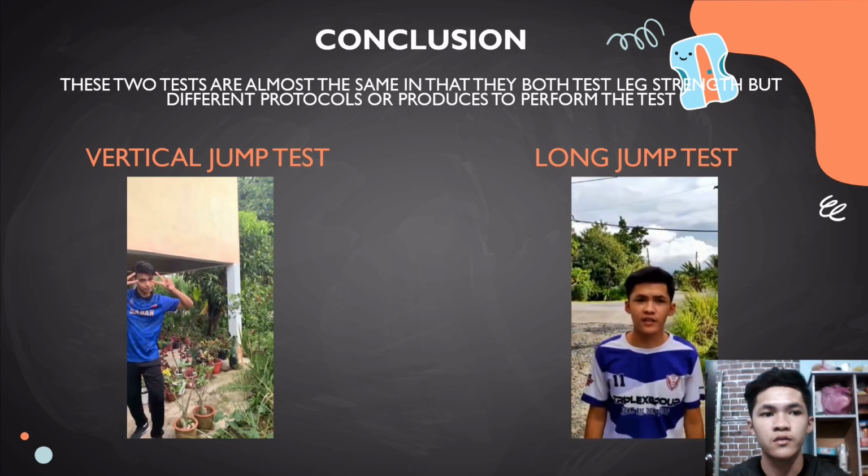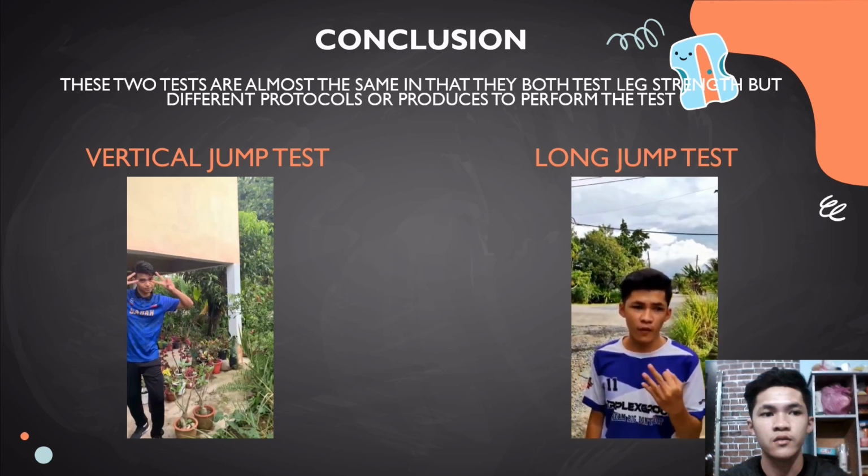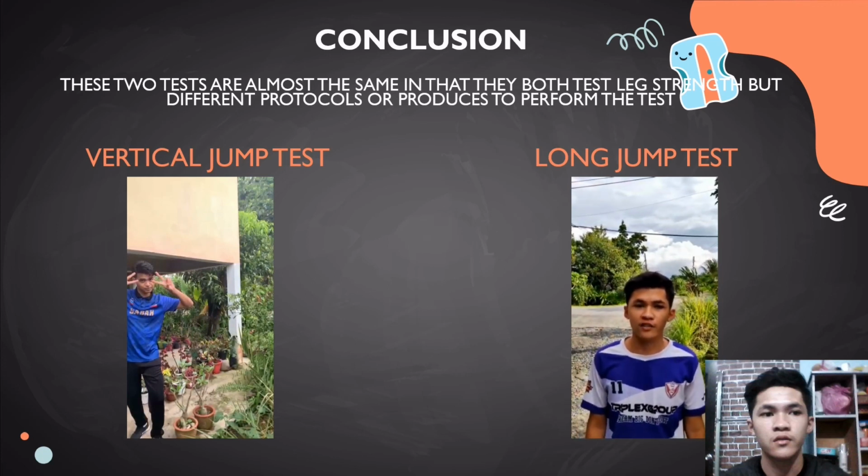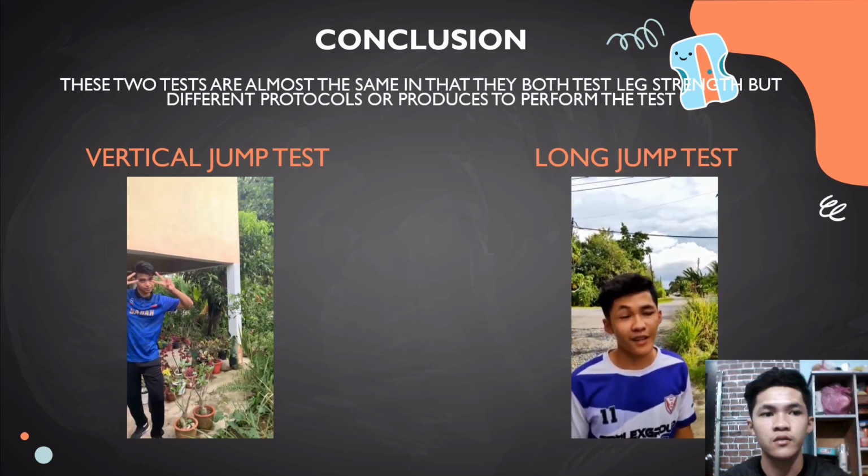Okay, lastly, the subject is given 3 attempts, and each attempt is given 5 minutes. So that's all for the protocol of the long jump test.